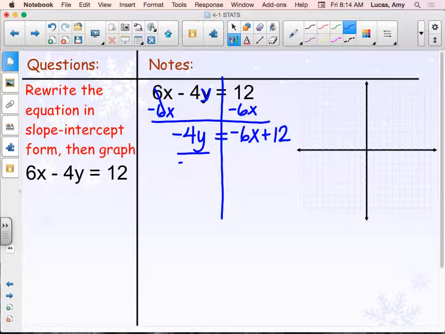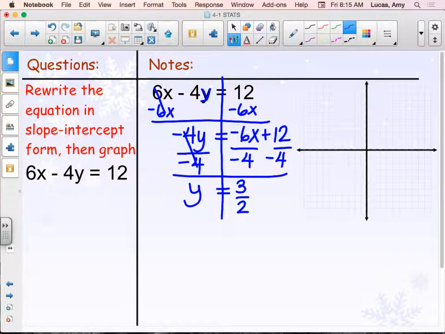And then I need to divide by my negative 4. Divide everything by negative 4. So y equals negative 6 over negative 4. The negatives will cancel out because a negative divided by a negative is a positive, and 6/4 reduces to 3/2. So positive 3/2 x minus 3, because positive 12 divided by negative 4 is negative 3.